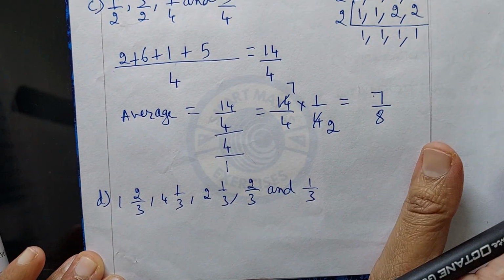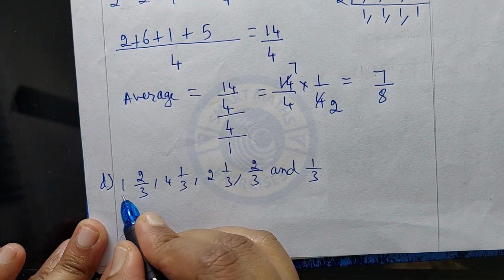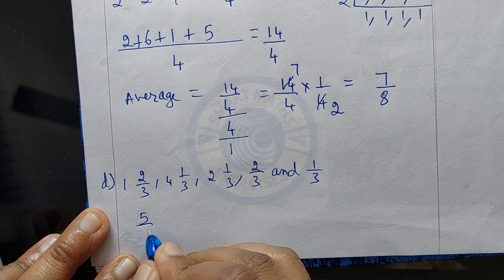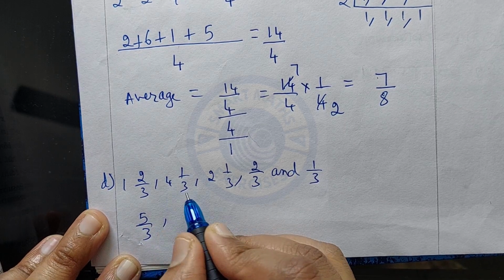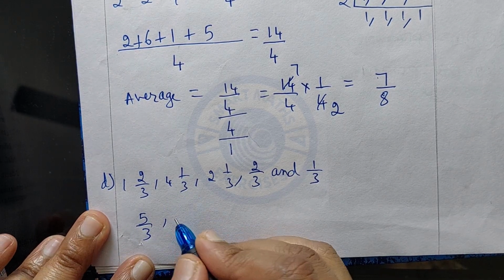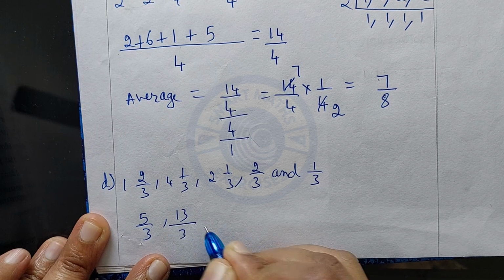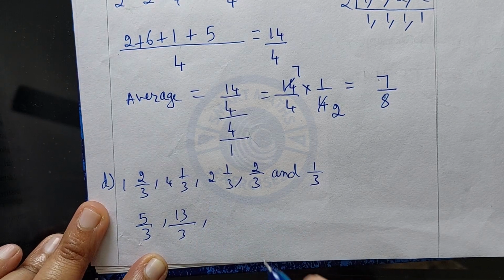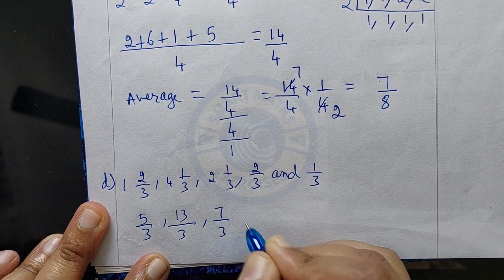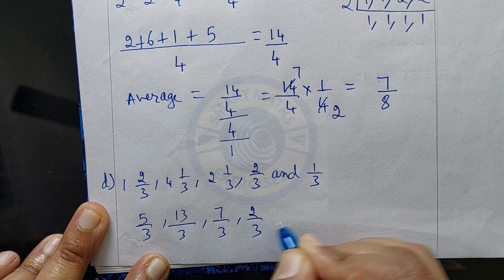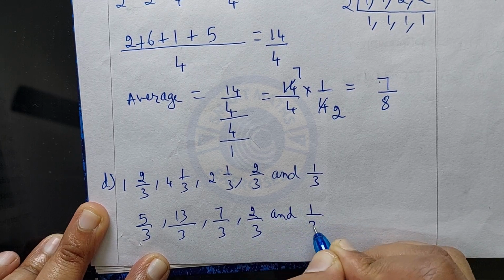Let's convert this into an improper fraction. 3 1s are 3 plus 2, 5. 5 by 3. 4 3s are 12 plus 1, 13. 13 by 3. 2 3s are 6 plus 1, 7 by 3. 2 by 3 as it is and 1 by 3 as it is.